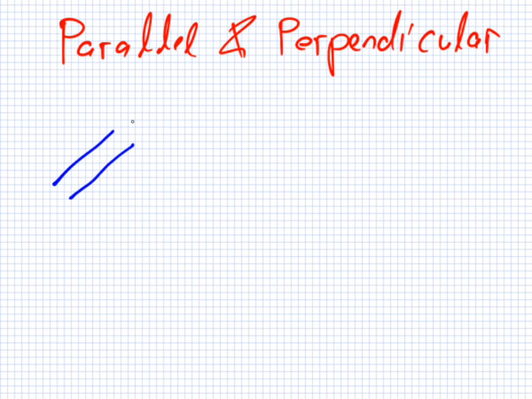Parallel and perpendicular. Some people might know these words already. Does anyone know parallel? No? Yes? What's parallel, so? Like railway tracks, yeah. So what would you say about parallel lines? Same gradient, true, yeah. As you said, like train tracks. So this, you say, these are parallel.